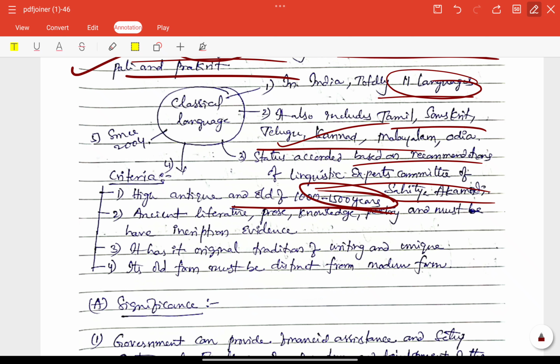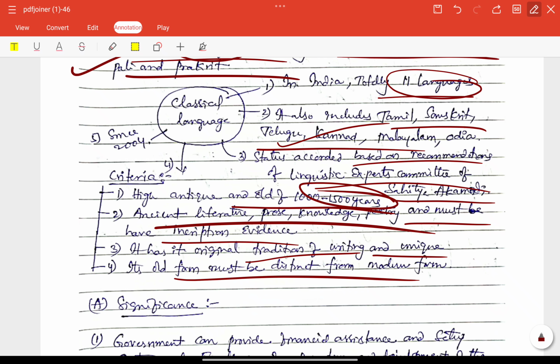1000 to 1500 years of age, right? Ancient literature or knowledge included here as exceptional evidence, right? Next, it has its original tradition of writing and is unique also. Its old form must be distinct from the modern form also, right? These are the criteria mentioned here, and also some information related to classical languages.